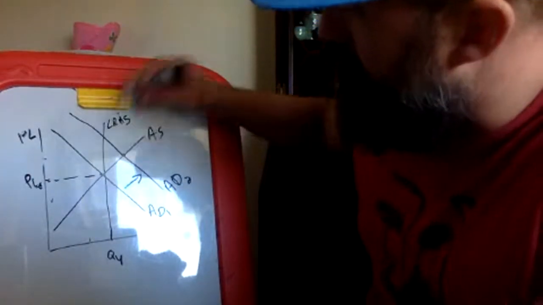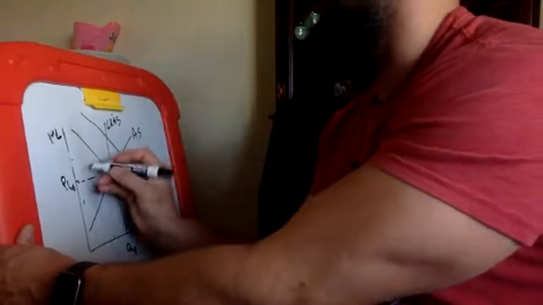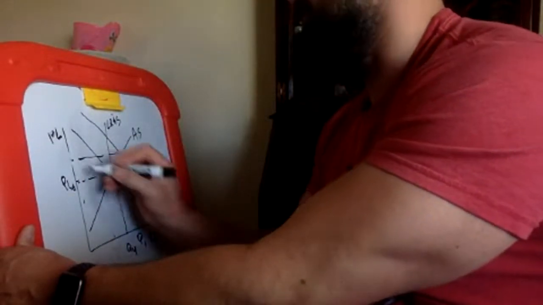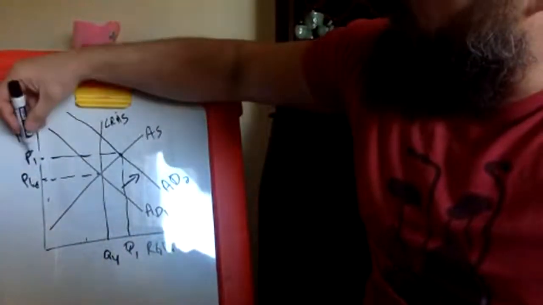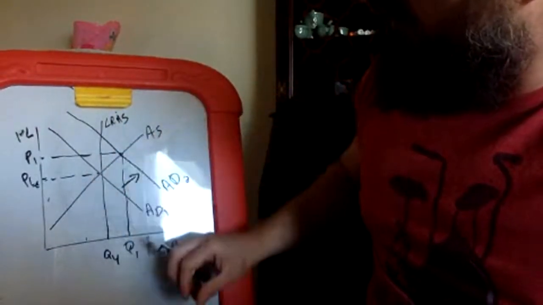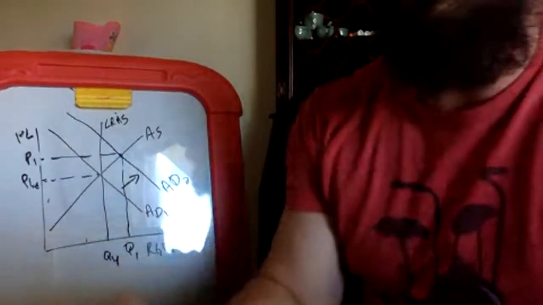Now, let's see what happens to price levels and to real GDP. So price levels have what? They have increased, right? So you'll see an increase right here. And then you'll see an increase here of real GDP. So if you increase consumer spending, price levels will go up. And of course, real GDP should go up. Okay.